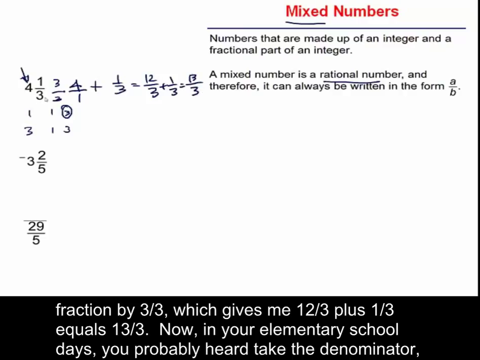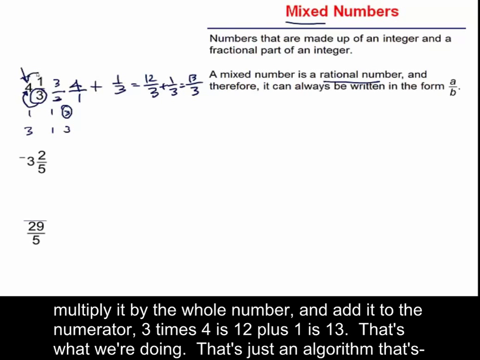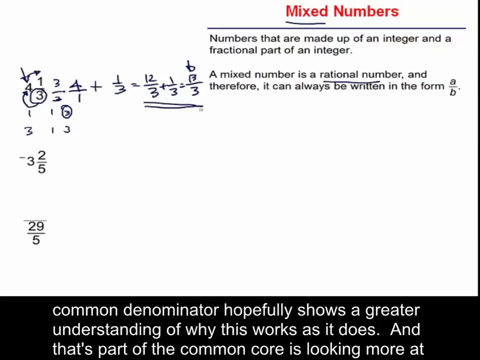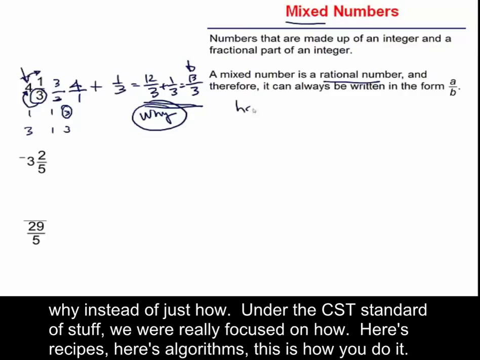Now, in your elementary school days, you probably heard: take the denominator, multiply it by the whole number, and add it to the numerator. 3 times 4 is 12 plus 1 is 13. That's what we're doing. That's just an algorithm that doesn't really lend itself to understanding. By splitting it up into 4 plus 1/3, making the 4 into an improper fraction of 4/1, and finding a common denominator, hopefully it shows a greater understanding of why this works as it does. And that's part of the Common Core, looking more at why instead of just how.